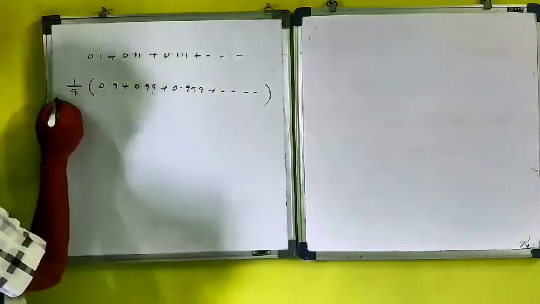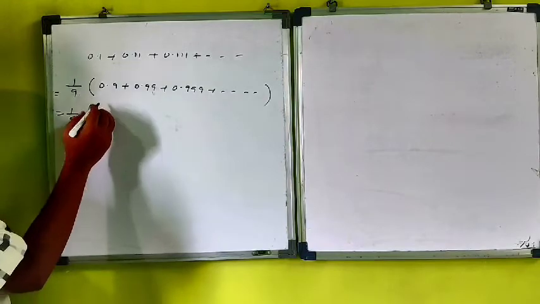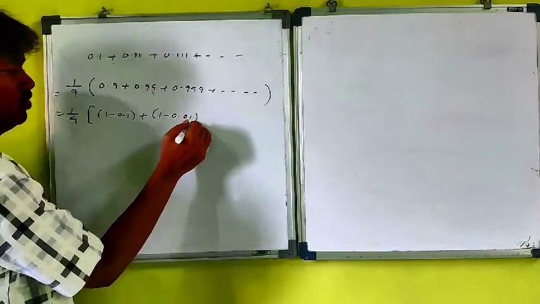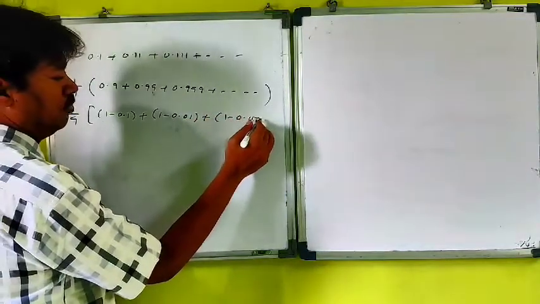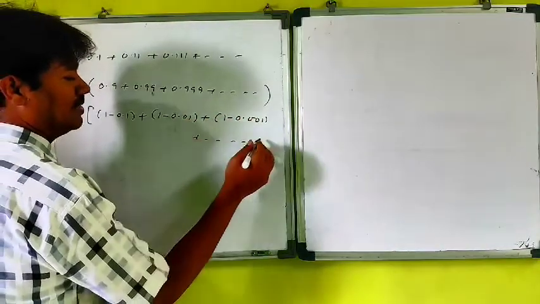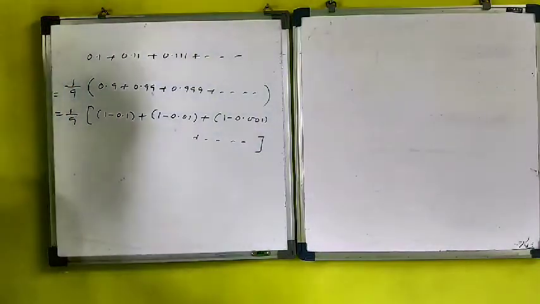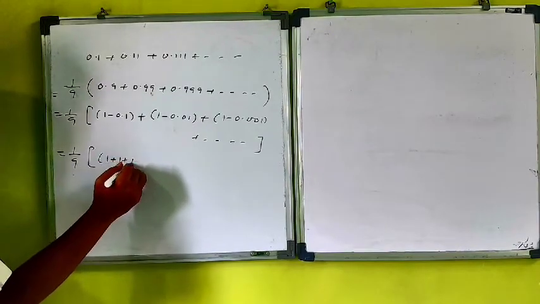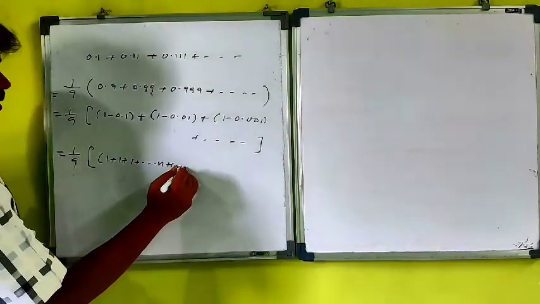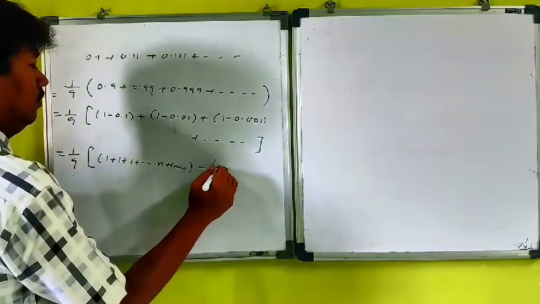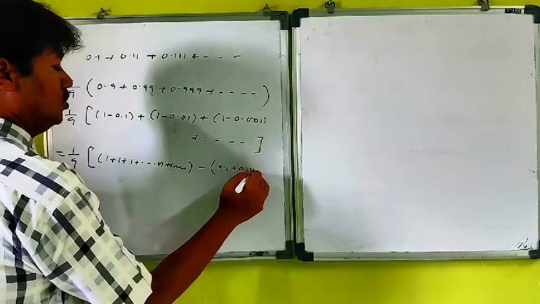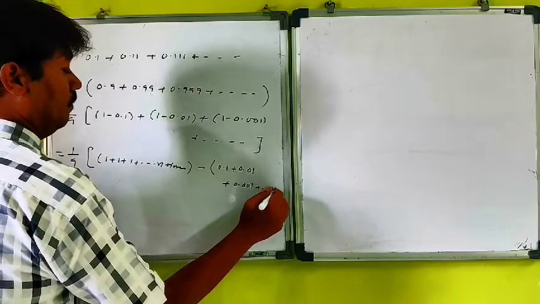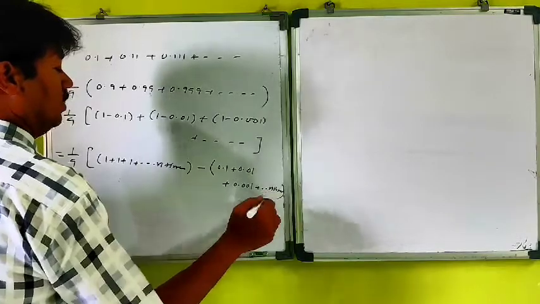So now this becomes 1 upon 9. This is 1 minus 0.1. This is 1 minus 0.01. This becomes 1 minus 0.001. And like this, there are n brackets. So if you just look at that, in the first part, 1, 1, 1, n times, and in the second part, 0.1, 0.01, 0.001, n terms we can say.